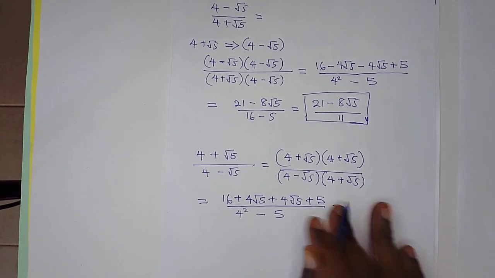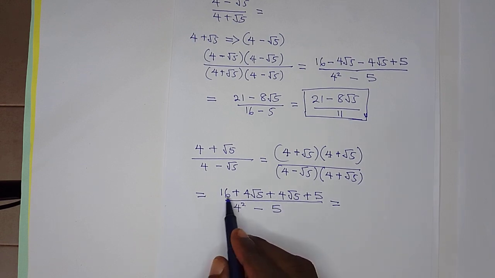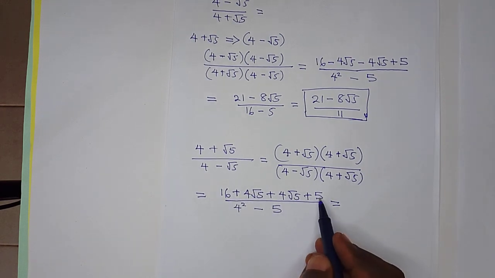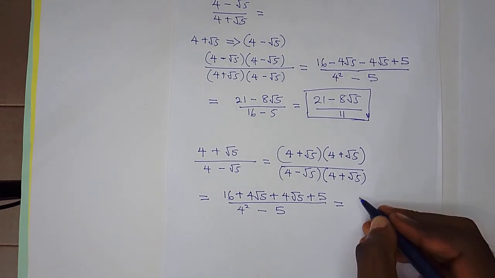So we can now collect like terms at the numerator. 16 here does not have roots. 5 does not have roots. So we are going to add them together. 16 plus 5 will give us 21.